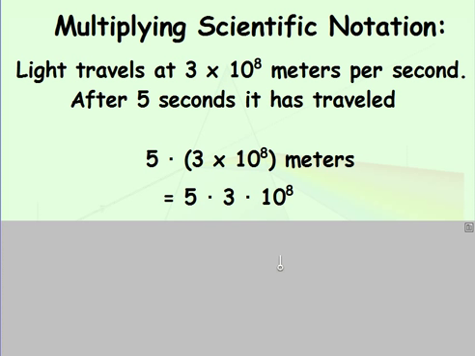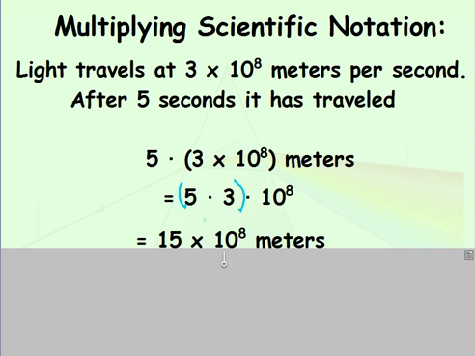Now, I don't have to take the parentheses away, and I think that in your previous classes you may have discussed what happens with the associative property. The associative property actually lets me move parentheses. Instead of being around the 3 times the 10 to the 8th, I can move it, thanks to the associative property, around the 5 times 3 instead. This can only be done when it's all multiplication. When I multiply the 5 times 3, it gives me 15. So now I have 15 times 10 to the 8th meters.